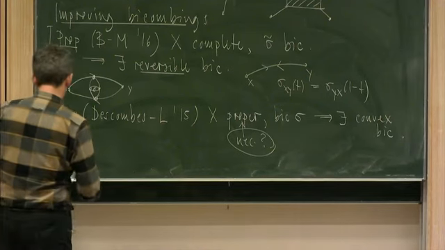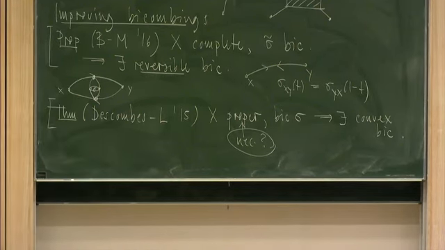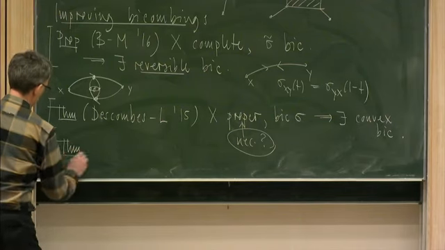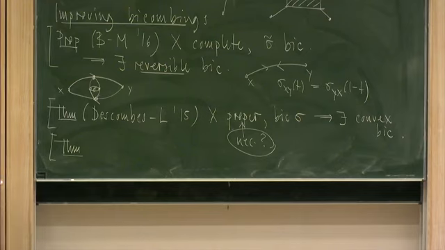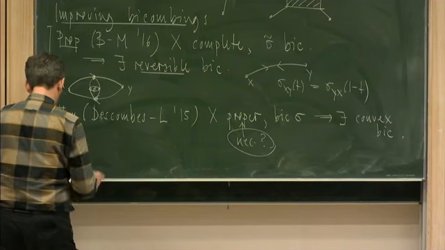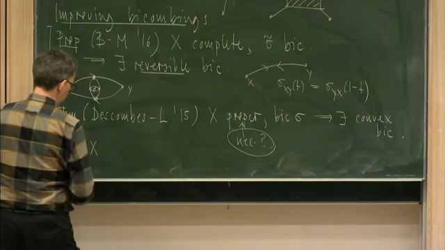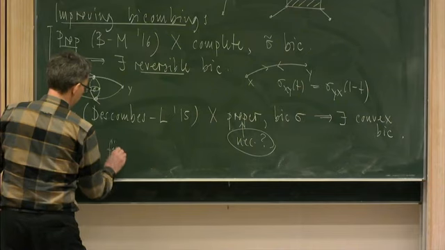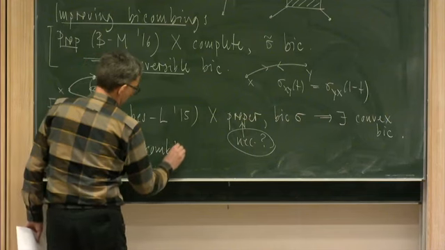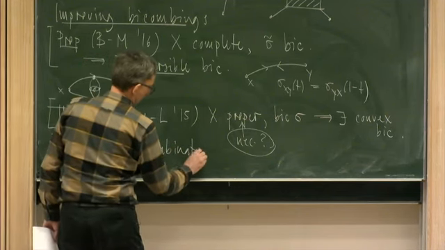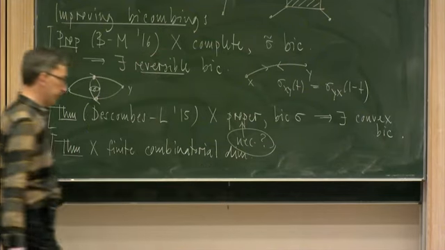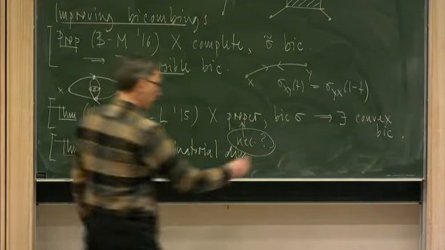But there is an improvement which goes from D to C. It's in the same paper. There is some special assumption here: X has finite combinatorial dimension. That's a notion that was introduced by Tres.